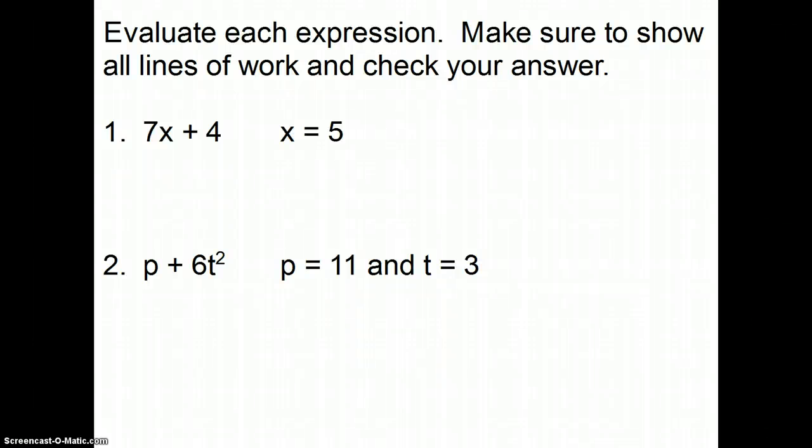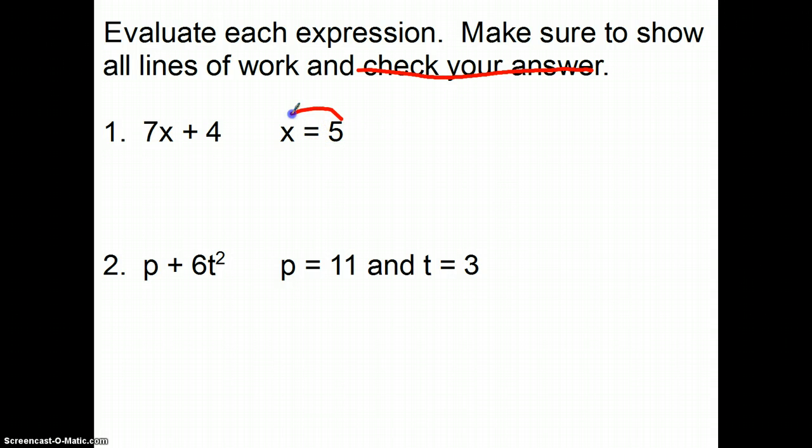Alright, this is Math 7, Unit 1B test review. Your test is on Tuesday, and this is the review sheet that I will talk through step by step with you. Number 1 says 7x plus 4 for x is equal to 5. It is telling me to evaluate each expression and make sure to show all my lines of work. And you do not need to check your answers on these two.